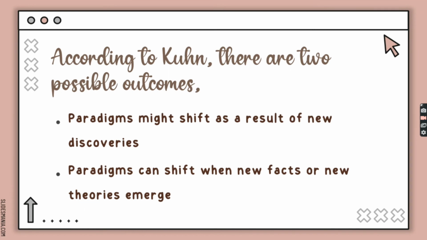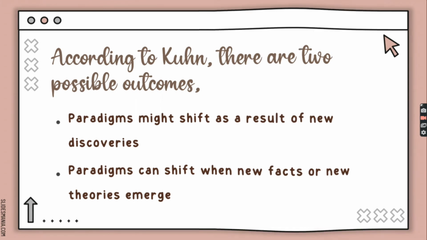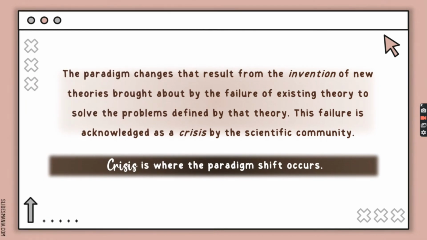Kuhn points out that when a new fact is absorbed, not only is a theory altered, but the assimilation is incomplete until the scientist learns to perceive nature in a better perspective. The paradigm changes that result from the invention of new theories are brought about by the failure of existing theory to solve the problems defined by the theory. This failure is acknowledged as a crisis by the scientific community. Crisis is where the paradigm shift occurs.